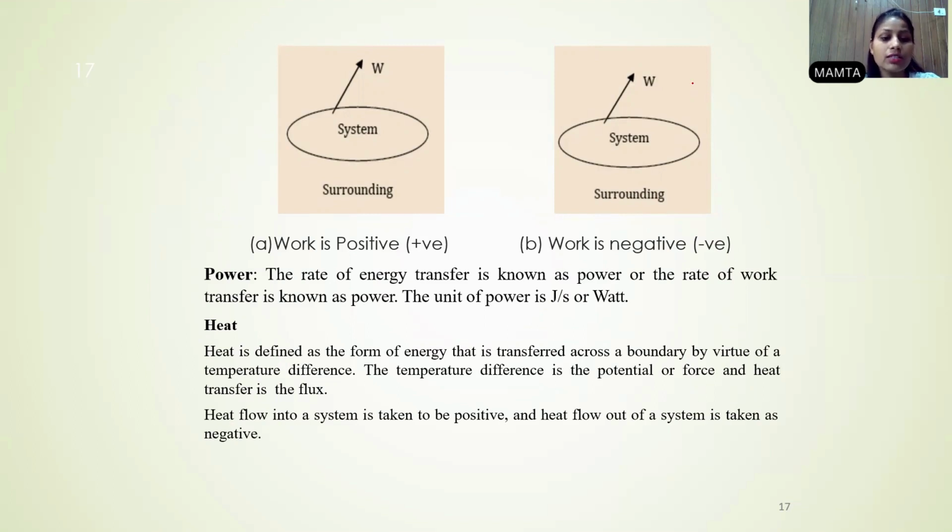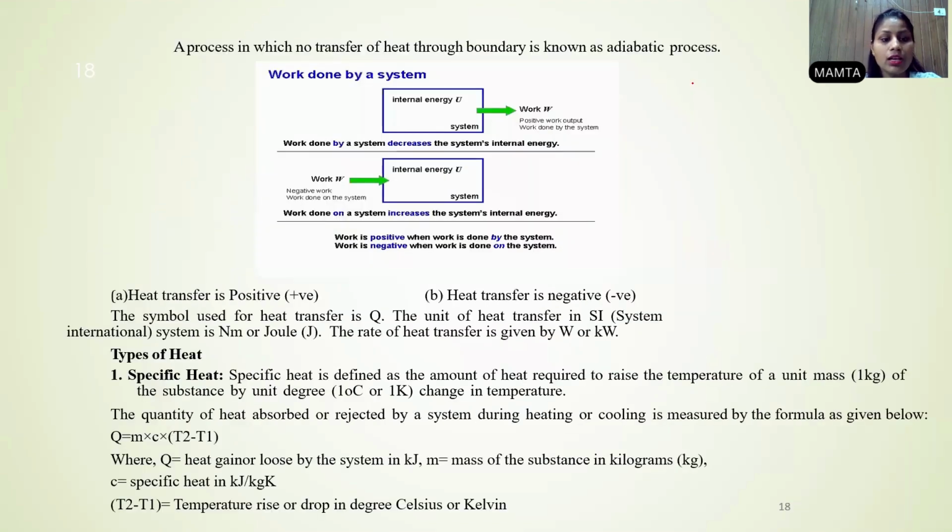Then we have heat, which is defined as the form of energy transferred across the boundary by virtue of a temperature difference, right? So temperature difference is basically the potential for heat transfer. When heat flows into a system, it is taken to be positive, and when heat flows out of a system, it is taken to be negative. Now, the process in which there is no transfer of heat through the boundary is known as an adiabatic process. This is the picture of work done by the system: when work is done by the system, the system's internal energy decreases, and when work is done on the system, its internal energy increases.